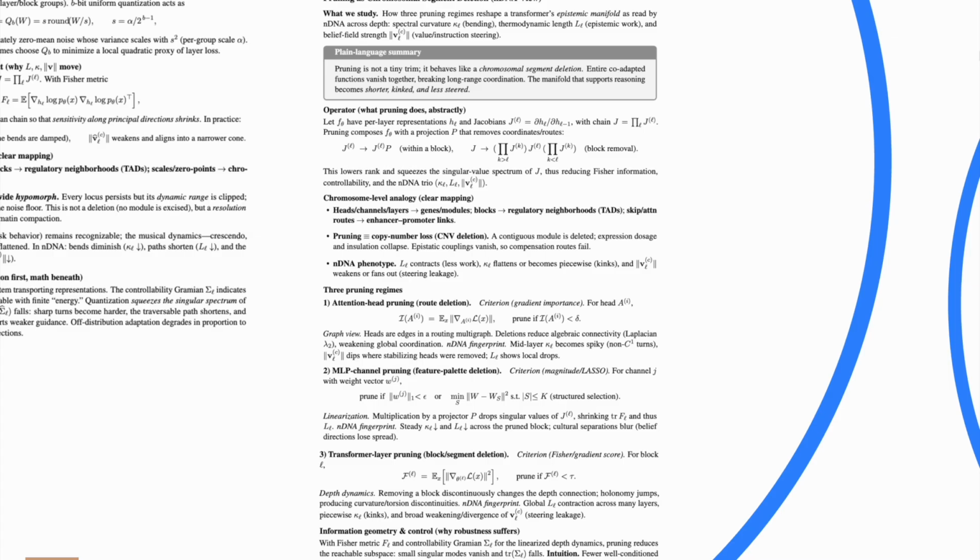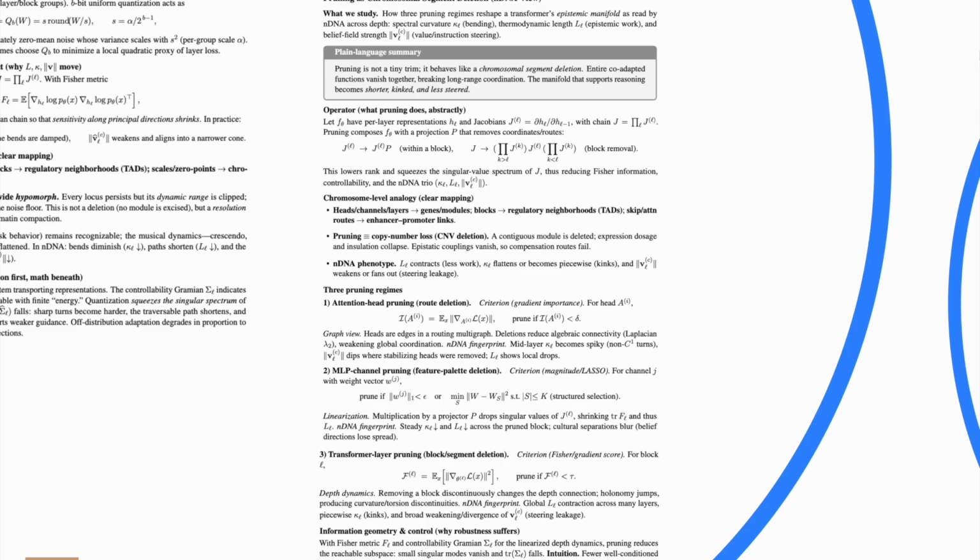Transformer layer pruning resembles a block or segment deletion. Criterion in practice: low Fisher or gradient score at the block level. Removing a whole block changes the depth connection discontinuously. Holonomy and torsion jump, curvature becomes piecewise with visible kinks, reasoning paths skip a step.